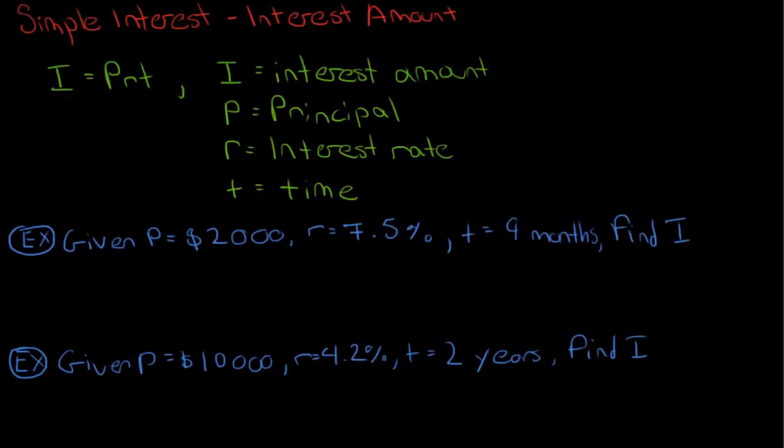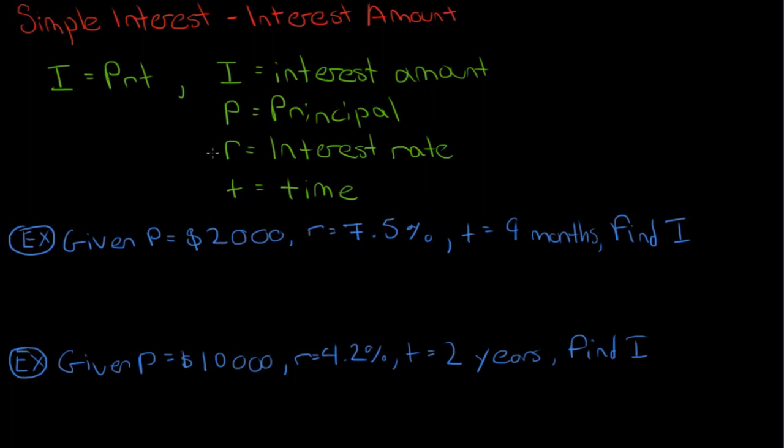When dealing with simple interest, one valuable resource to find is the interest amount. The interest amount tells you how much interest you've gained on your principal. So one way you can find interest amount is by using this formula, I equals PRT. Here, I is equal to your interest amount, P is equal to your principal, R is equal to your interest rate, and T is equal to time.